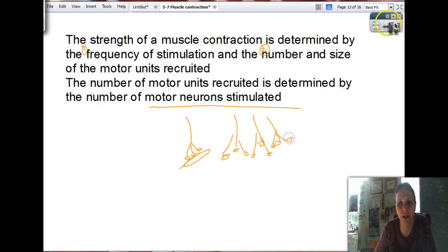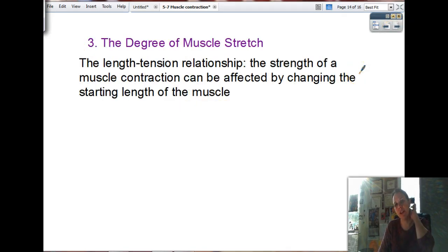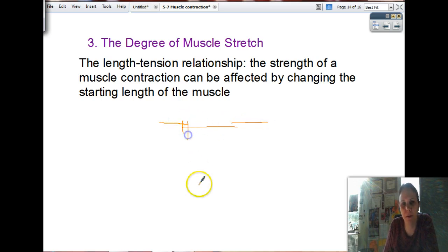more muscles involved. All right, last little thing that affects how well your muscles work is something called stretch. They also refer to it as the length-tension relationship. The strength of a muscle contraction can be affected by changing the starting length of a muscle. So if here is my myosin and here's my actin, if I start with a little bit of overlap there, my muscles should work fairly well.